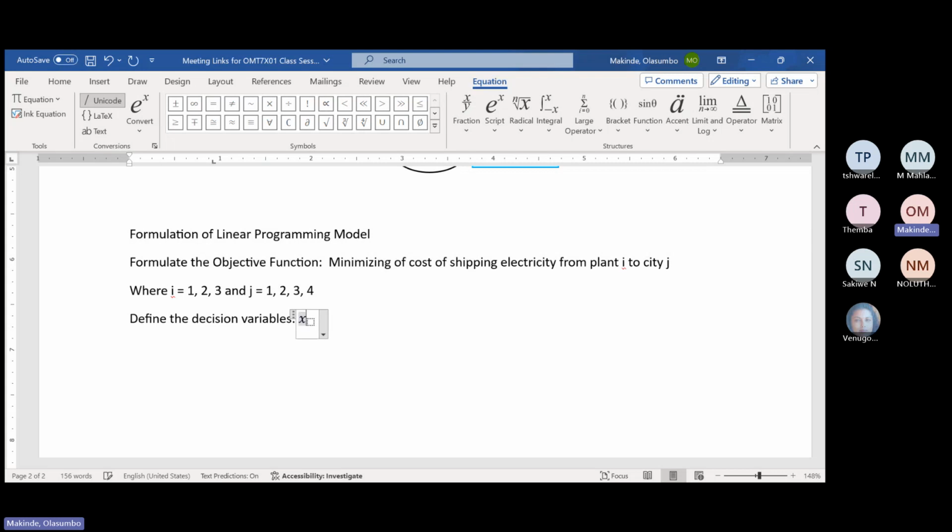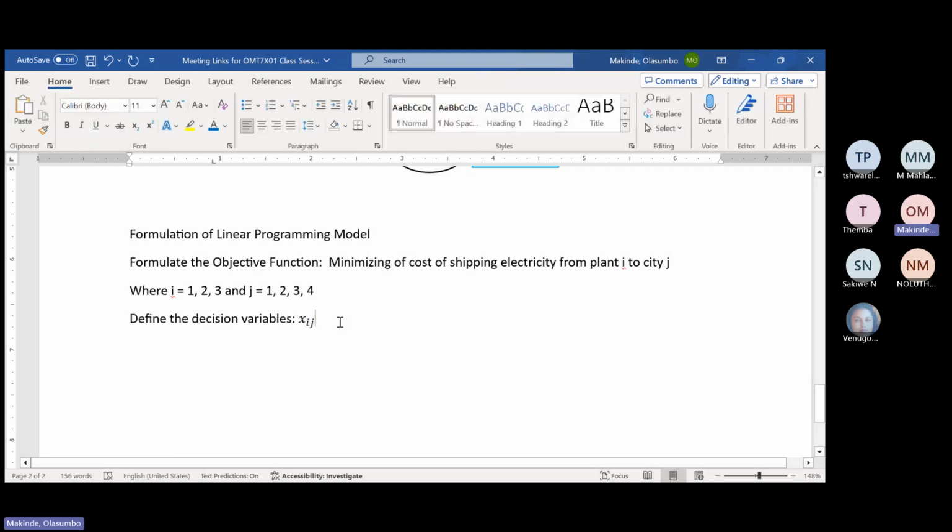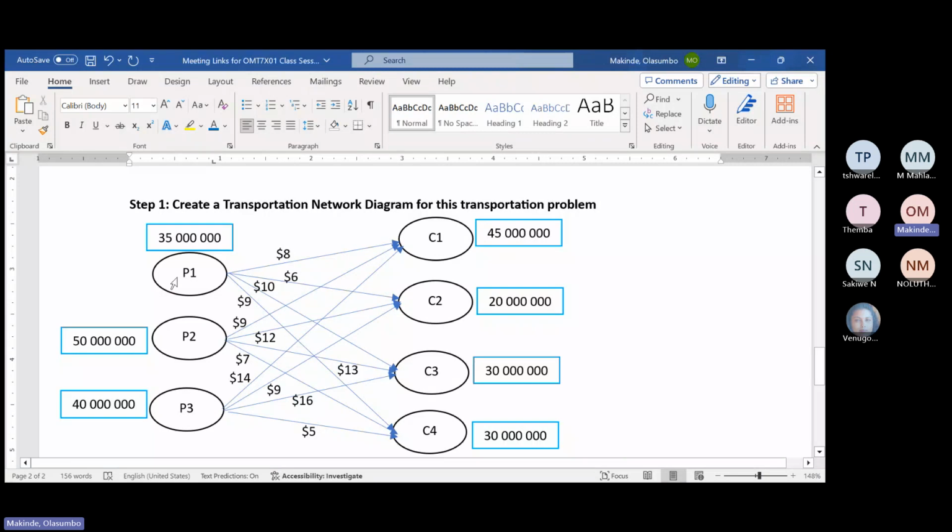So if I say let X represent how many units, don't forget, it means that I must be talking about Xij. So Xij will be my decision variable. If you look at it in terms of the network, how many units you are shipping from plant 1 to city 1 is X11. From plant 1, which is I, to city 1, which is J, how many units you are shipping is X11. How many units you are shipping from plant 1 to city 2 is X12. From plant 1 to city 3 is X13. So I will place all those decision variables beside the cost now.